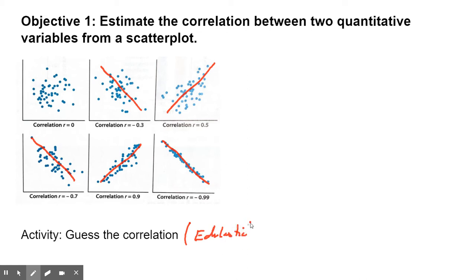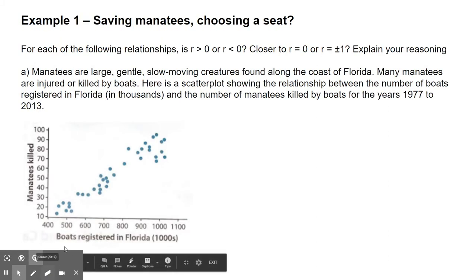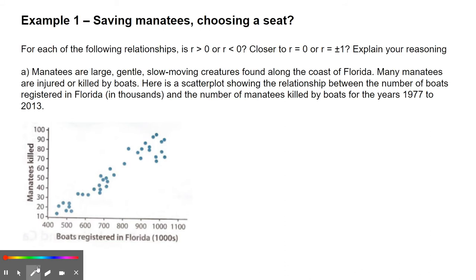All right, now that you're back from the activity, we're going to go ahead and do Example 1. It says, saving manatees, choosing a seat. For each of the following relationships, is r greater than 0 or less than 0? Is it closer to r equals 0 or r equals plus or minus 1? Explain your reasoning. For A, it says manatees are large, gentle, slow-moving creatures found along the coast of Florida. Many manatees are injured or killed by boats. Here's a scatter plot showing the relationship between the number of boats registered in Florida in thousands and the number of manatees killed by boats for the years 1977 to 2013.